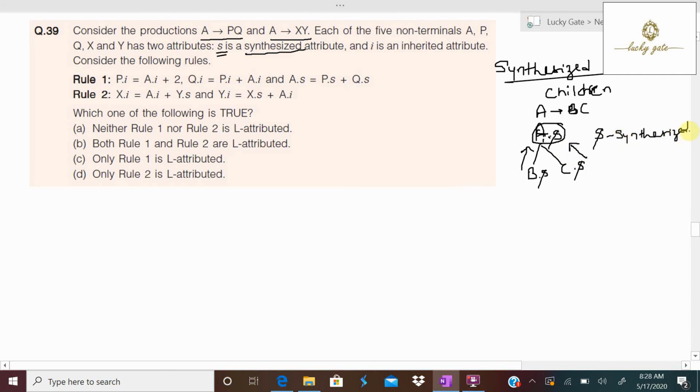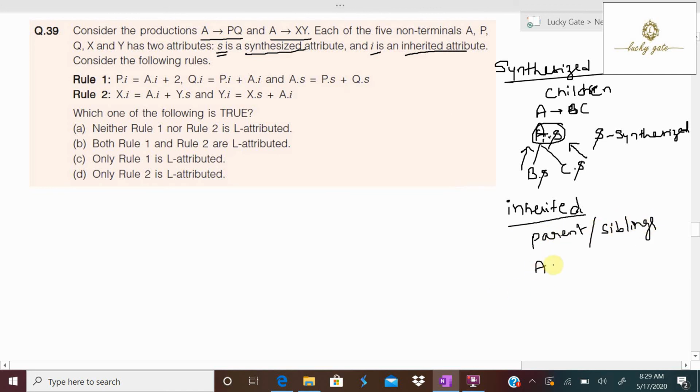Just keep in mind, a synthesized attribute is one whose value is determined based on its children's. And we also have one more attribute we call I. I is an inherited attribute. Inherited attributes determine their value from the parent and the siblings of a node.